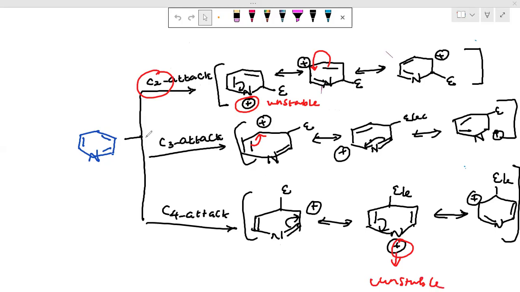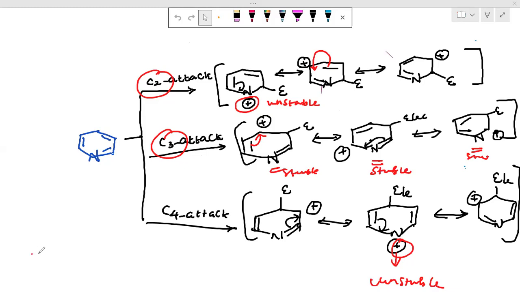Okay, while in the C3 attack, there is no positive charge on the nitrogen here, here, or here. So no positive charge on the nitrogen. Okay? So this will be the stable structure, the nearest position. All the resonating structures are very stable, so the more predominant attack is at the C3 position.